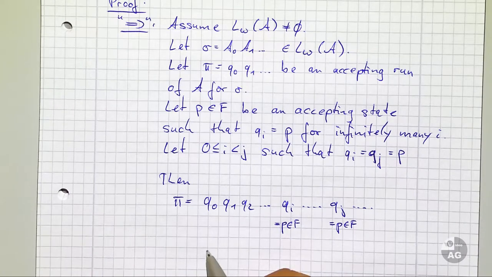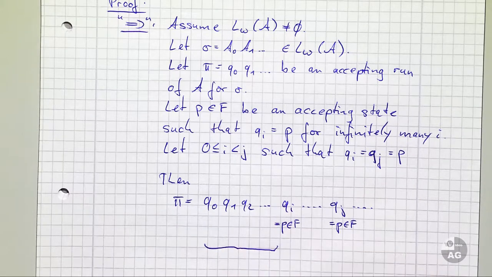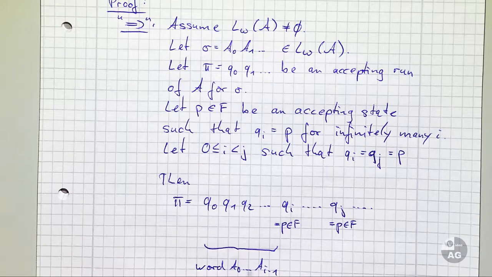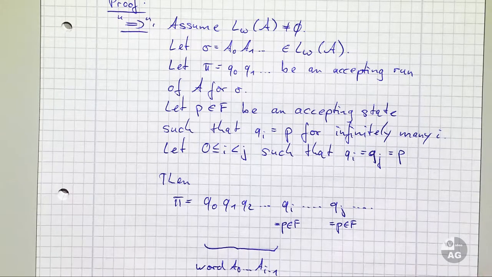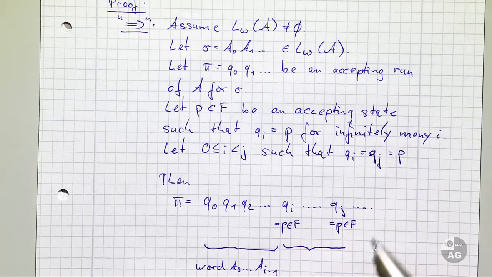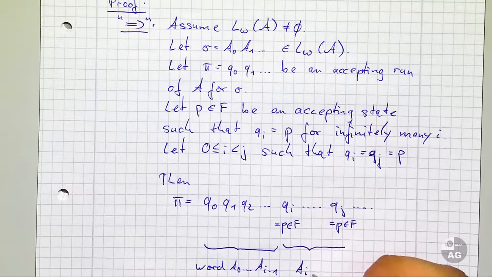We know that the automaton from Q0 up until Qi reads the word A0 until Ai minus 1. This is the word we started with, A0, A1, and so on. Up until Qi, we read the finite prefix A0 to Ai minus 1, and let's call this one X. Similarly, from Qi to Qj, because the positions were distinct, we read a non-empty word Ai to Aj minus 1. And this word we're going to call Y.